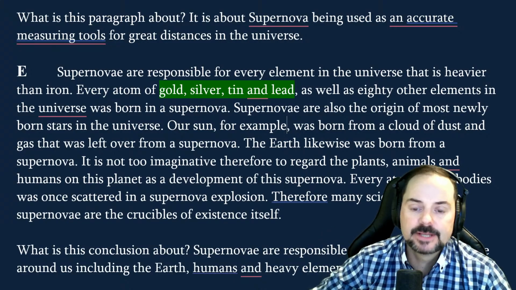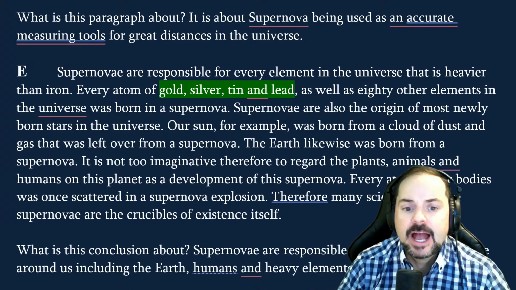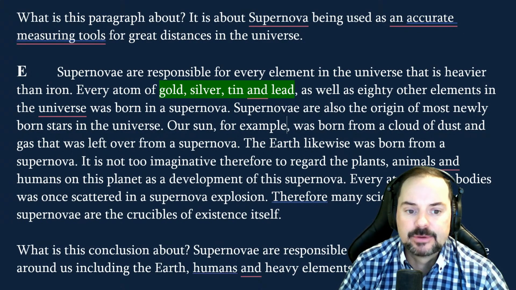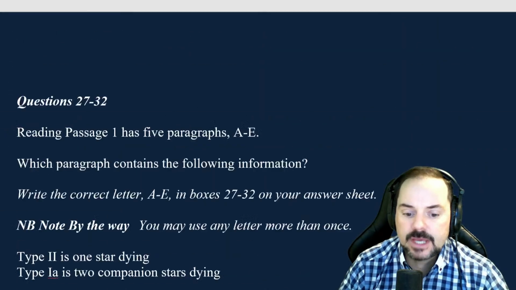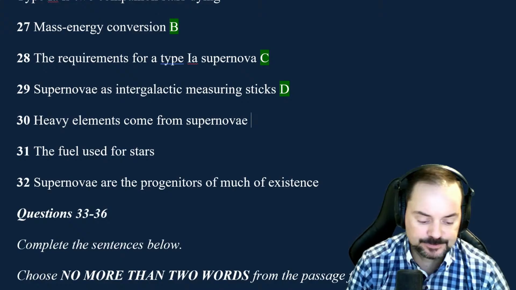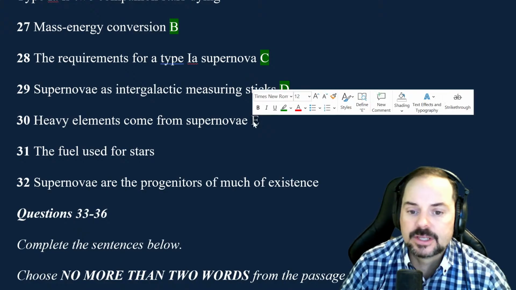The metals, right? So the heavier metal elements. Absolutely. And there it is. It says supernovae are responsible for every element in the universe that is heavier than iron, every atom of gold, silver, tin, and lead. So, yeah, so E, right? We're kind of moving along logically in the answers.